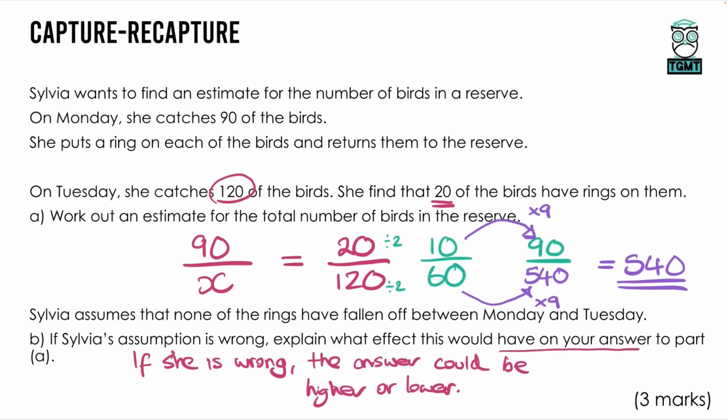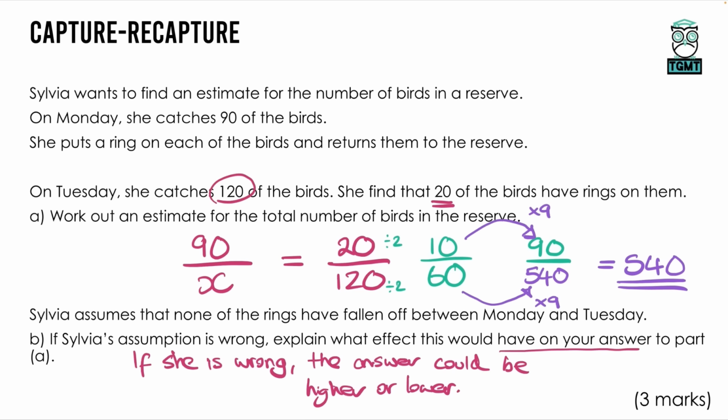Now, in this scenario, it is actually an interesting one because it does say this particular assumption. It says the assumption here is that none of the rings have fallen off. Now, if she is wrong and some of the rings have fallen off, well, actually, it does affect our answer in one particular way, so we need to consider that with this question. Now, let's imagine a scenario where the rings have fallen off. And let's just imagine that actually 30 of the birds were supposed to have rings on.